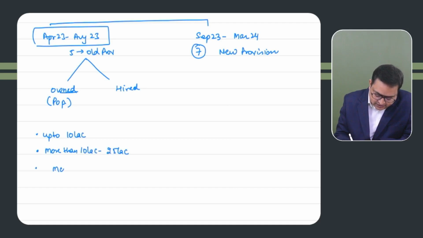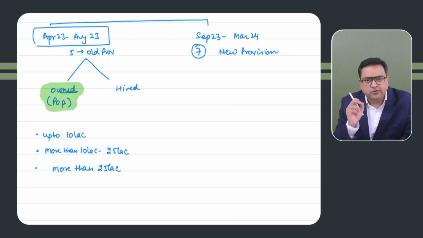Third category is more than 25 lakh. Correct? I'm again repeating, these are the old provisions. If the accommodation is owned by the employer, then population based, you have to find out the rent free accommodation.